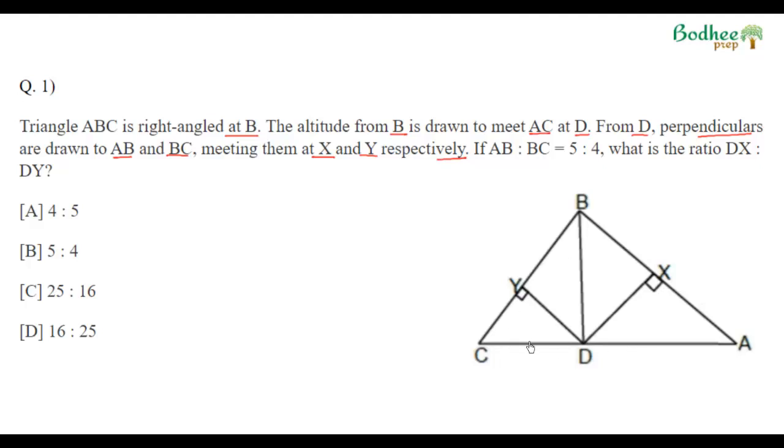As you can see that this is the triangle ABC, this is 90 degree at B, right? So altitude from B is at AC, so this is also 90 degree, correct? Further, from D, two altitudes have been drawn, one to AB and the other meeting BC at Y. Further, it says that the ratio of AB and BC is 5:4, so we have to find the ratio of DX and DY. Clearly, there will be a lot of similar triangles formed because one angle obviously is 90 degree, the other angle we can easily identify.